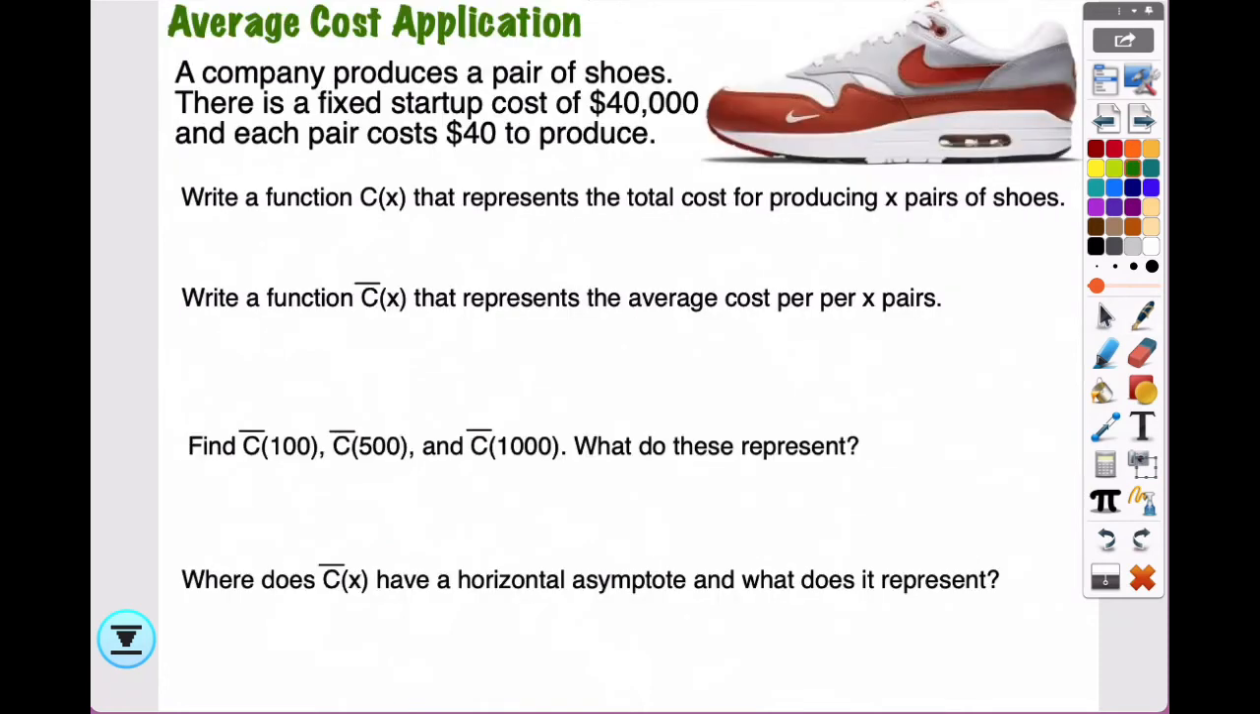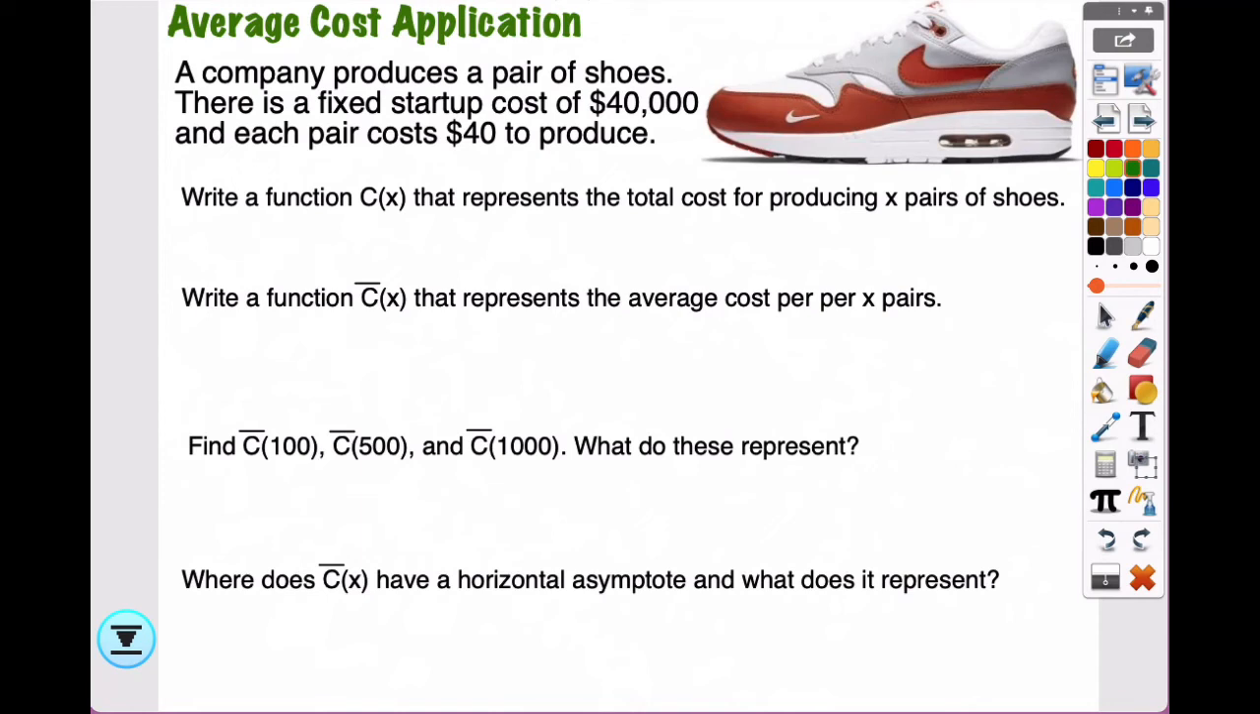Let's try an application problem. I really like this type. It's about how much it costs you to produce a product. And usually there's some sort of startup cost. Maybe it's like the factory equipment or whatever. So here we're producing a pair of shoes and there's a startup cost of $40,000. And once you pay that, then you can start making pairs of shoes for $40 each.